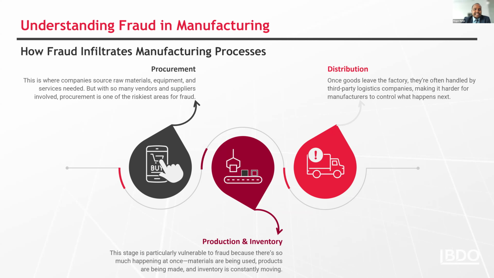This is the very first step where fraud can infiltrate. It's where companies source raw materials and services needed to keep production running. But with so many vendors and suppliers involved, procurement is one of the riskiest areas for fraud. Employees who handle purchasing decisions usually have a lot of power, and without proper checks in place, it's easy for fraud to occur. For example, imagine a procurement manager in charge of buying steel for a factory.